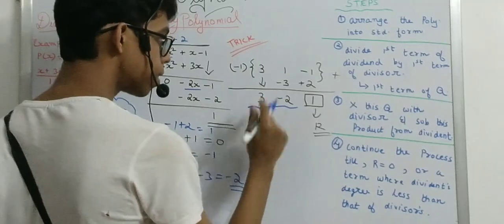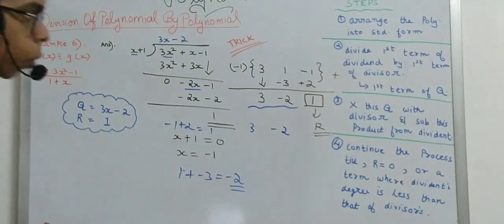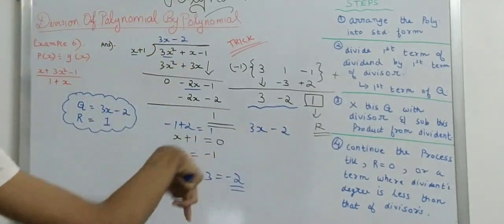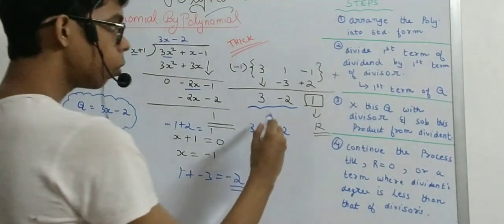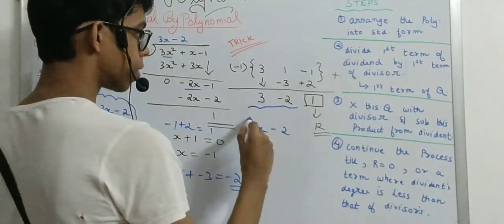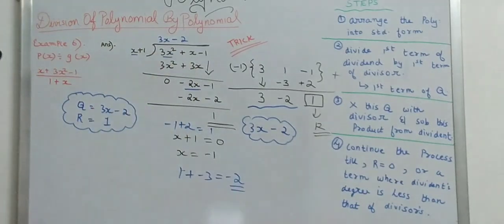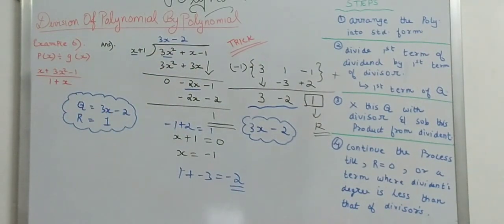So always take this 3 and this minus 2 over here. First of all, just put an x over here because we have to get it into a linear polynomial form. So we got 3x minus 2. So this was the quotient also over here. Quotient is equal to 3x minus 2.